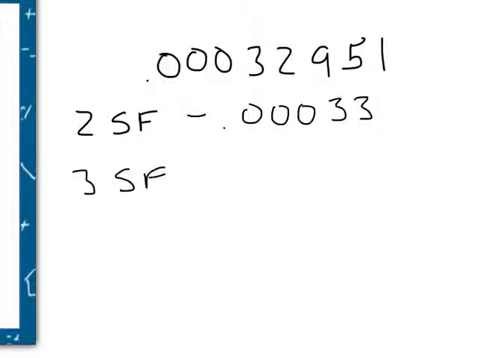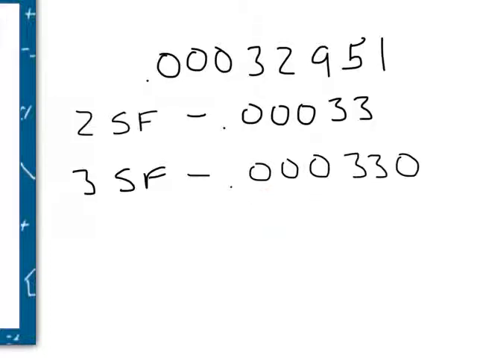3 significant figures. So for 3 significant figures, I'm going to ignore those. 1, 2, 3. The 9 is my third significant figure. The 5 informs me to round the 9 up. Tricky. So putting my placeholders in. When I round up a 9, it rounds up to a 10. And so that means I need to carry the 1 over to the 2. So with 3 significant figures, that is your correct answer.